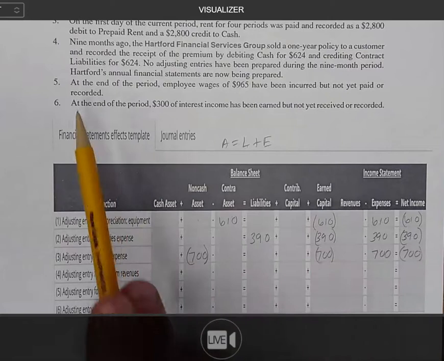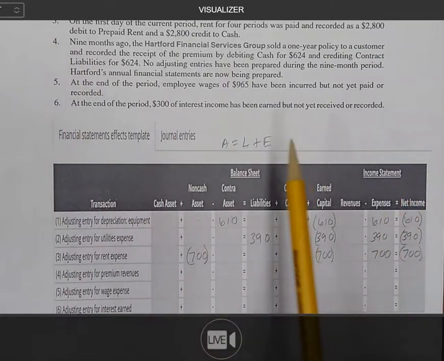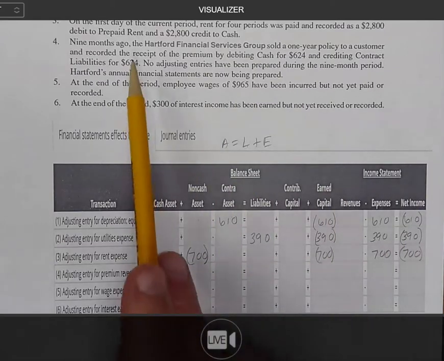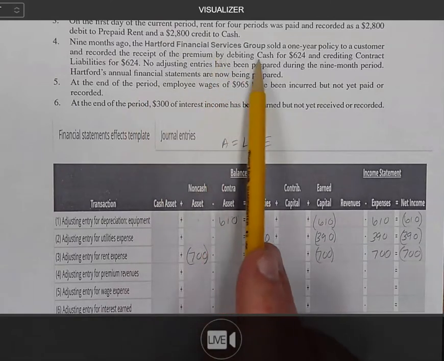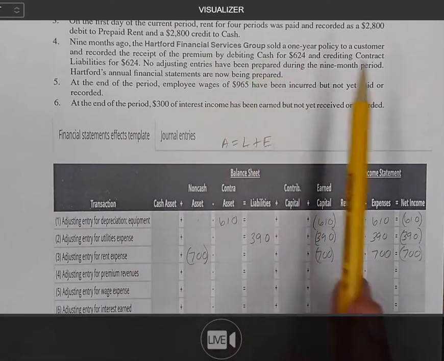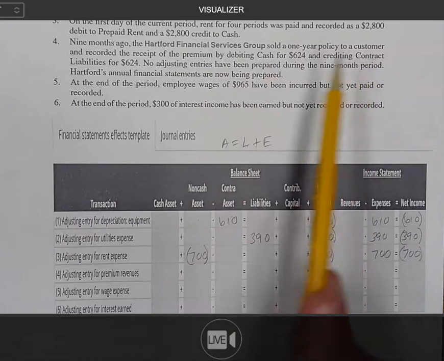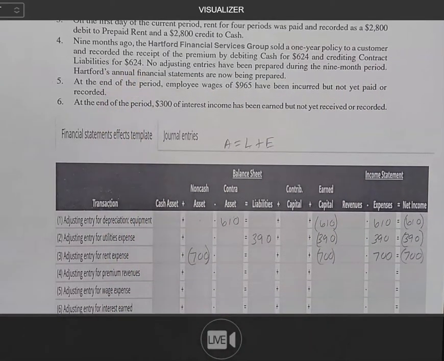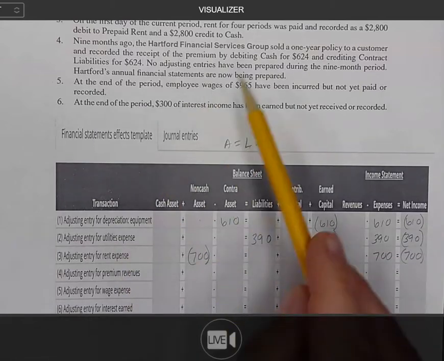All right. So number 4 says 9 months ago, the Hartford Financial Services Group sold a 1-year policy to a customer and recorded the receipt of the premium by debiting cash for $624 and crediting contract liabilities for $624. All right. No adjusting entries have been prepared during the 9-month period, and Hartford's annual financial statements are now being prepared.